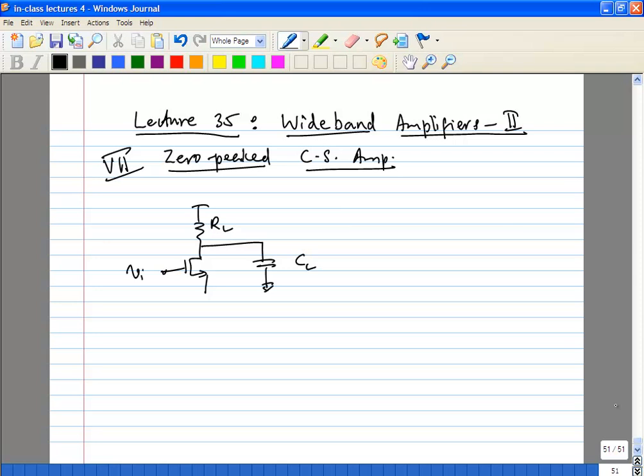Okay, so what is the fundamental problem? The pole which is dominating your roll off is actually your RL times CL. So what we'll do is we'll add an RSCS here. What we'll see is this RSCS actually produces a 0 in your transfer function, and you can try to cancel the RLCL pole with the RSCS zero, to make a wideband amplifier.